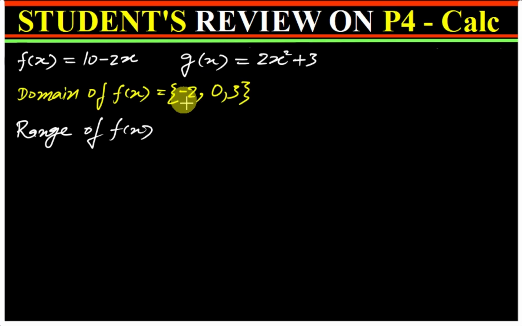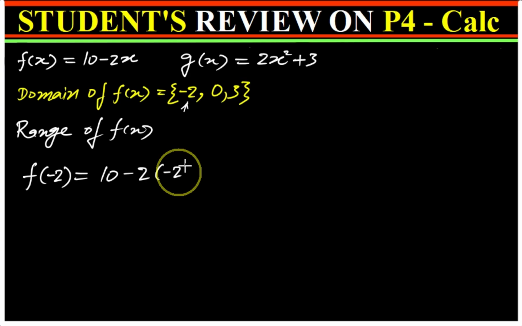For the range, we find the value of the function. We'll take the lowest value of x, then see what the value of the function is. So we'll find f(-2). f(x) is given here as 10 minus 2x, so in place of x we'll write minus 2. We'll get 10, and minus, minus becomes plus, and 2 times 2 is 4. So we are getting 14 for the lowest value of x.